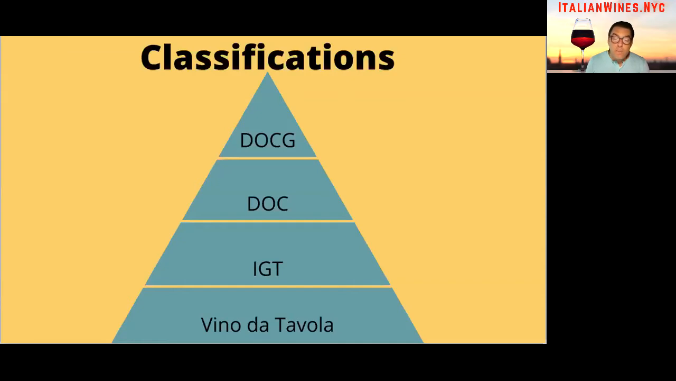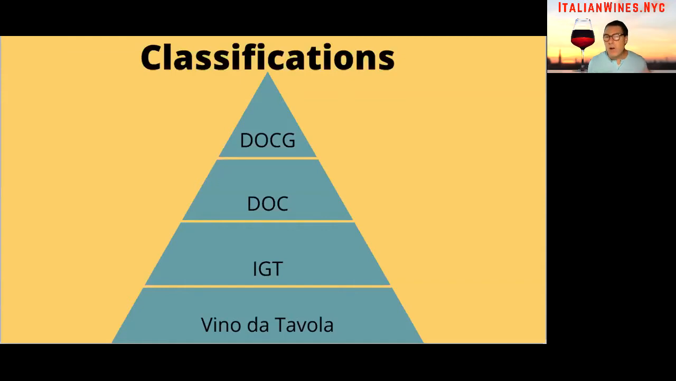As you go from the bottom to the top of this pyramid, what's really happening are 2 things. The regulations become more severe as to how the wine's made and the area where the vineyards can be located. As it goes up to the DOCG, the area where the vineyards are located gets smaller and smaller, and the regulations get more and more severe. So in the next couple of slides, we'll cover these 2 things so you have a deeper understanding of the classifications.